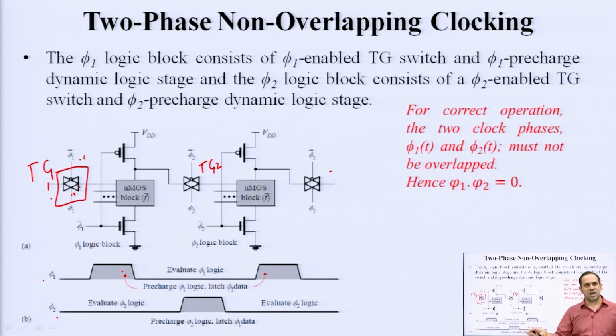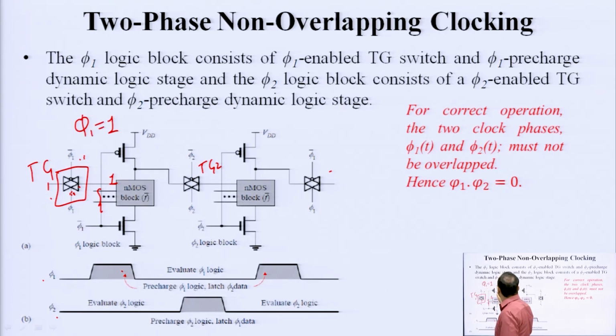Phi 1 goes high, switch 1 is closed, whatever input is being applied, it is being passed on. So, say input is anyways there. So, when phi 1 is high, you get some signal here, say logic 1, this is off here, and this is on here. So, when phi 1 is 1, this is on and this is off. So, this is charging.